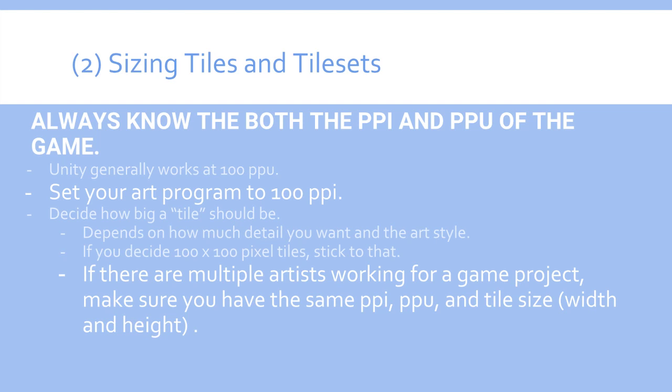First off, when you're doing a tile, you have to decide how big the tile is going to be. Typically, it's going to be 100 by 100, just because of how screens work and how Unity works. Unless you're doing pixel art, then you don't have to do any of that. Another thing, if you're working with multiple artists, then make sure you're all on the same PPI and the same PPU, and I'll show you why.